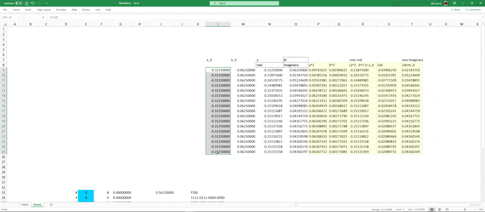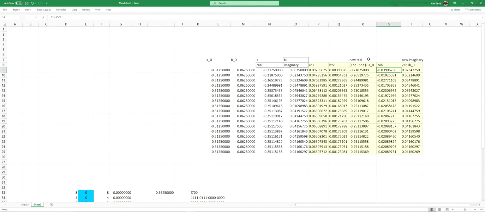This column contains all the original a, and this column contains all the original b, which you can see are these two right here. So that's where it grabbed the a0 from, is from over there. And then it calculated that value. Then it took a times b, and then multiplied it by 2 and got that value. And then it took that value and added to it b0.